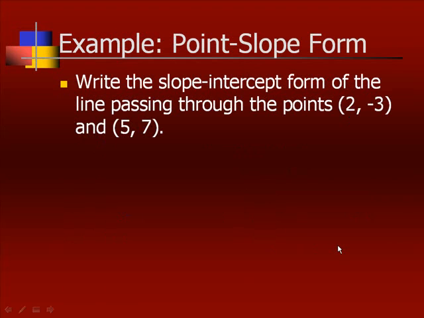Okay, let's do it again. This time write the slope-intercept form. Now remember, slope-intercept should say, let's go ahead and solve it all the way out for y equals. So the first thing we're going to have to do is find the slope. Formula: y2 minus y1 over x2 minus x1.